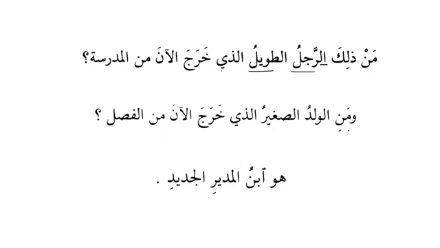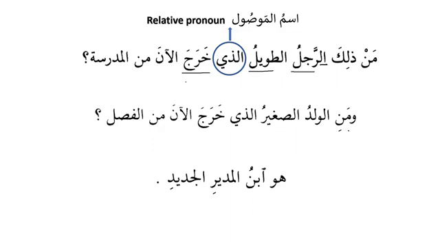Now we have الذي over here, and as we have seen in the introduction of the lesson, الذي is basically relative pronoun, ism al-mawsul. What function does it have? Basically, it is used to connect two sentences or two ideas. For example, man ذلك الرجل الطويل الذي خرج. And one more thing that we need to know, that after الذي we will always have either a verbal sentence, for example, kharaja is a verbal sentence that starts with a verb, or we will have a nominal sentence that starts with a noun, or we can have jar majroor.